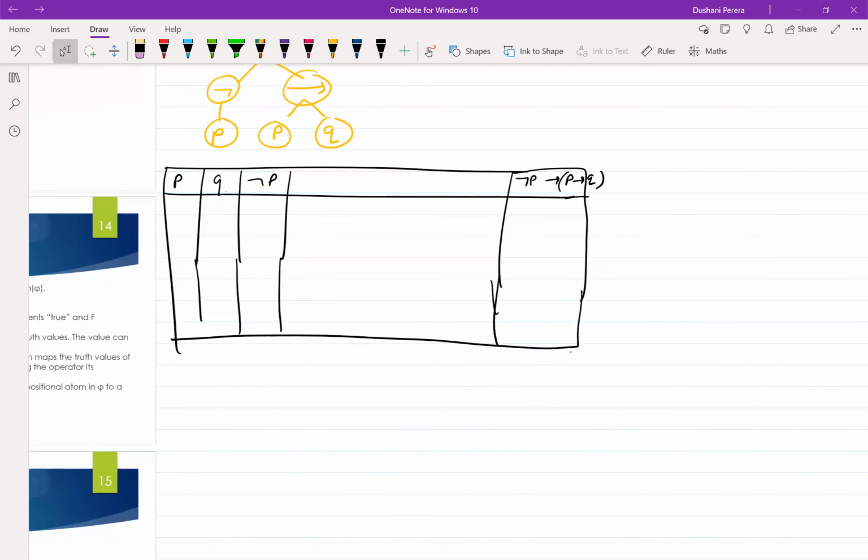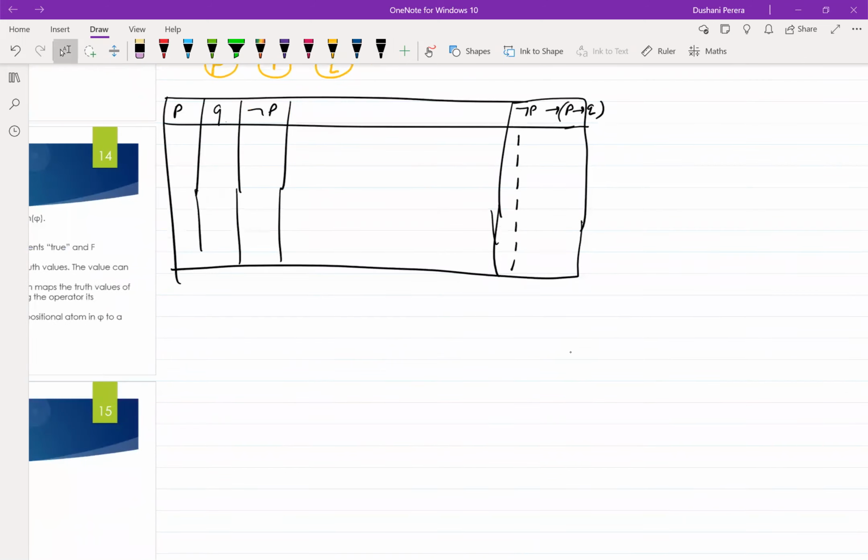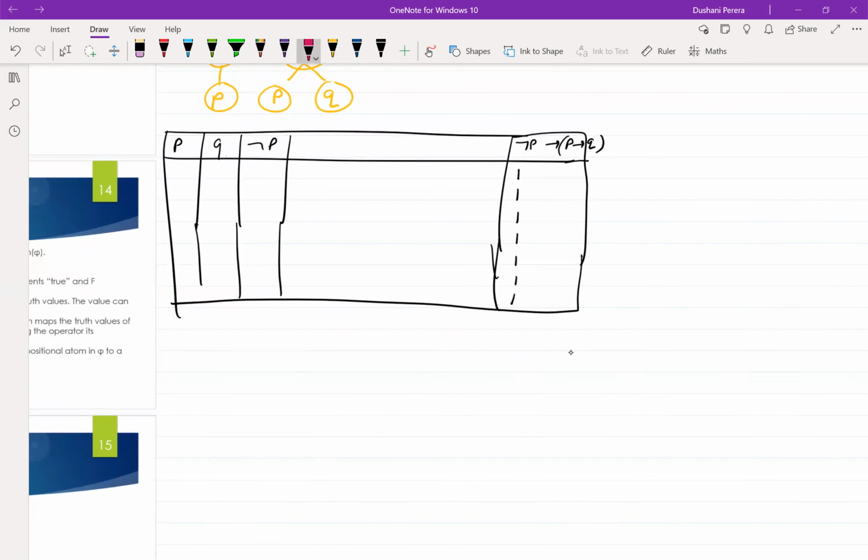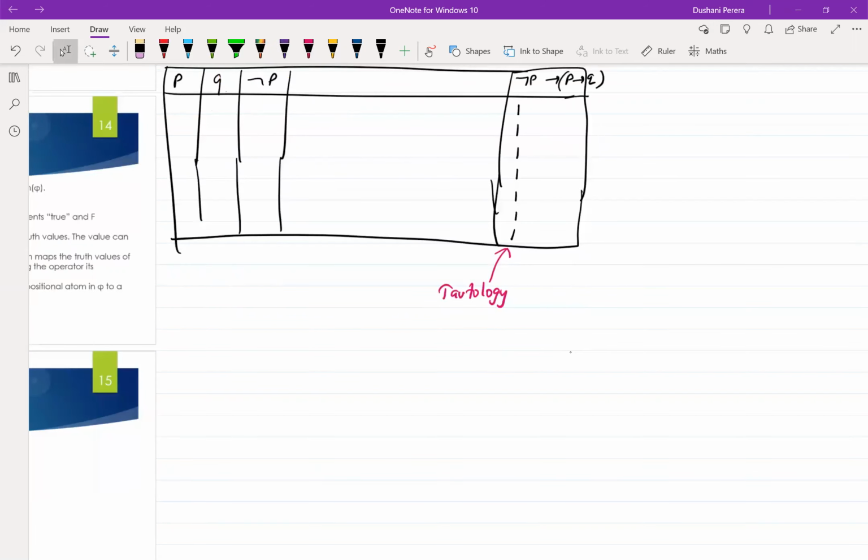Now, if all the values we get for each combination of truth values in this propositional formula are true, we say that this propositional formula is a tautology. It's a tautology. It is never false, it's always true. Or we call this being valid. If all are true, that is a tautology.